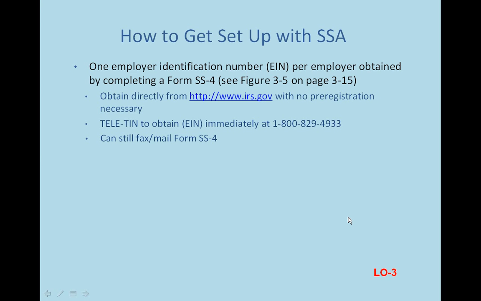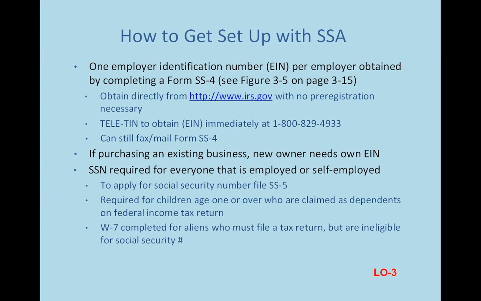If you buy a business and you're a new owner, you don't use the old employer ID number, you use the new one that you apply for. And everybody that is employed or self-employed also needs their Social Security number, which is also sometimes called their tax ID number, for the individual entity. And there's the form number to apply for that.